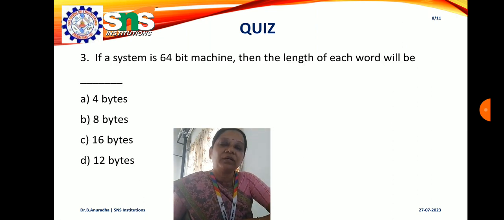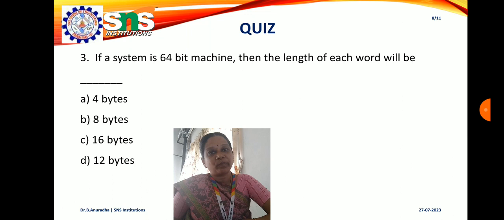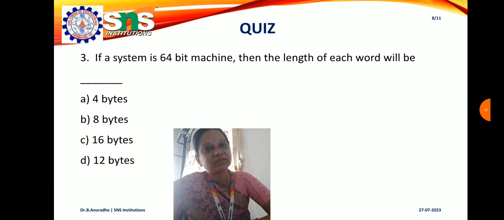And the third one, if a system is a 64-byte machine, what will be the length of each word? Is it 16-byte, 12-byte, 8-byte, or 4-byte? Yes, can I get the answer? Yeah, it is 4-byte. How is it 4-byte? 64 divided by... how is it 4-byte or 8-byte?